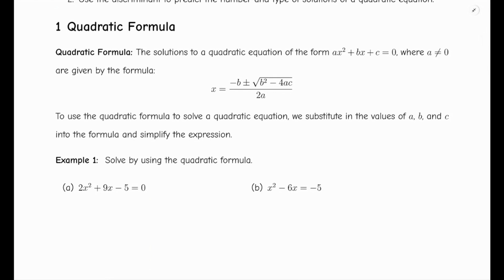The solutions to a quadratic equation of the form ax squared plus bx plus c equals 0, where a does not equal 0, are given by the formula x equals negative b plus or minus the square root of b squared minus 4ac all over 2a. To use the quadratic formula to solve a quadratic equation, we substitute the values of a, b, and c into the formula and simplify the expression.